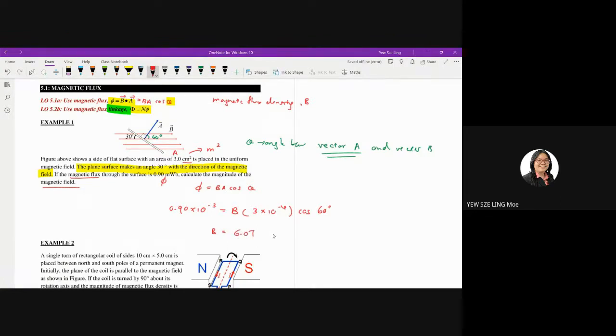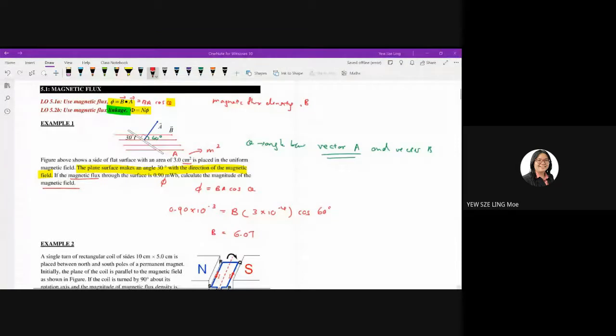Okay, 6.0 Tesla. So in this question, the thing you have to be careful about is the angle. The question purposely gives you the angle between plane and field, but in our calculations, the angle that we're going to use is the angle between vector A and vector B. All right, so I'll give you 1 minute to write it down before we proceed to example 2.